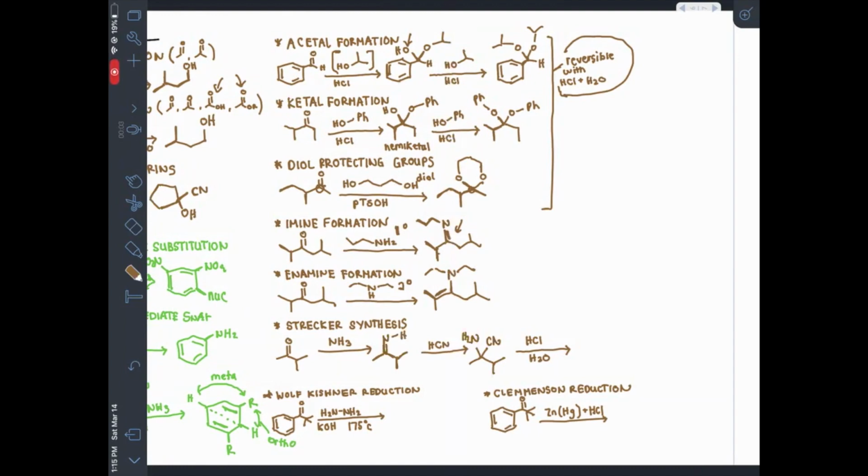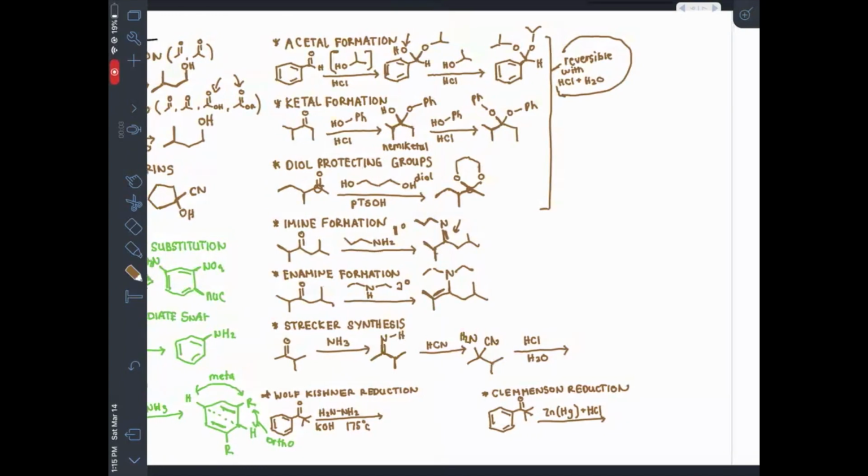From here, we're going to do a nitrile hydrolysis, okay? And we turn that CN group into a carboxylic acid, like so.